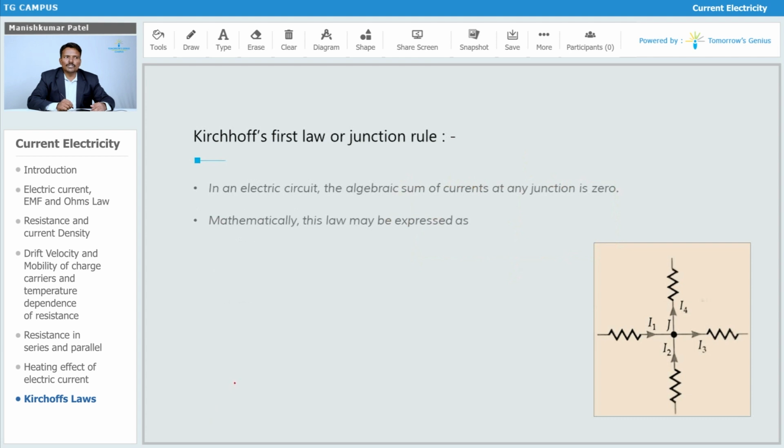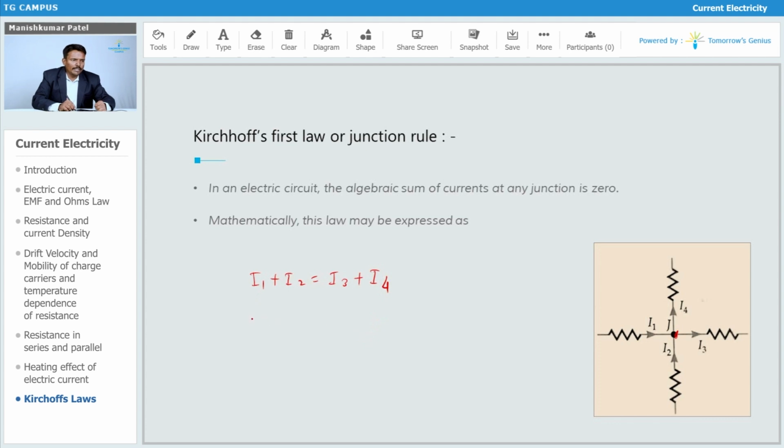Now, what is the first Kirchhoff's law, or the junction rule? The total incoming current is equal to the total outgoing current. For example, I1 and I2 are moving towards the junction. The sum of the incoming current is the same as the sum of the outgoing current. So we can write I1 plus I2 is equal to I3 plus I4. This is Kirchhoff's junction rule, or Kirchhoff's current law.